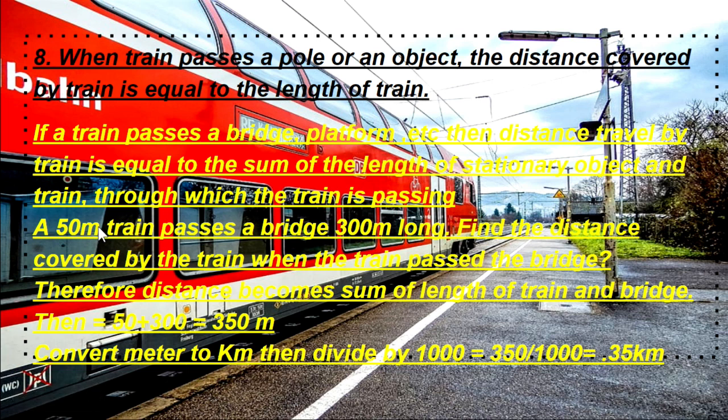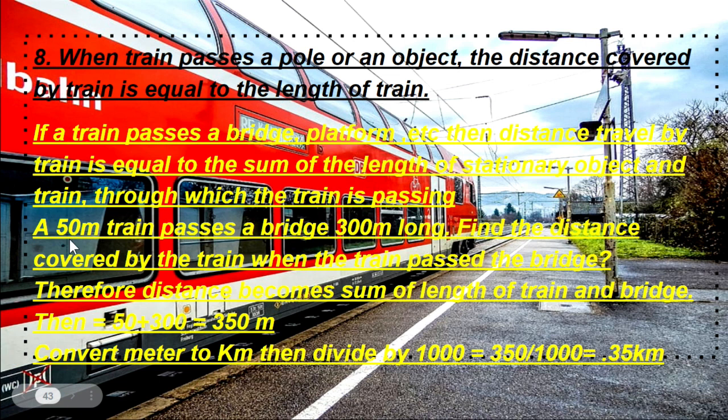Let us take an example of that. If a train passes a bridge, platform, etc., then the distance traveled by the train is equal to the sum of the lengths of the station or object and the train through which it is passing. If it is passing through a station, then the length of the train plus the station or any stationary object should be added.